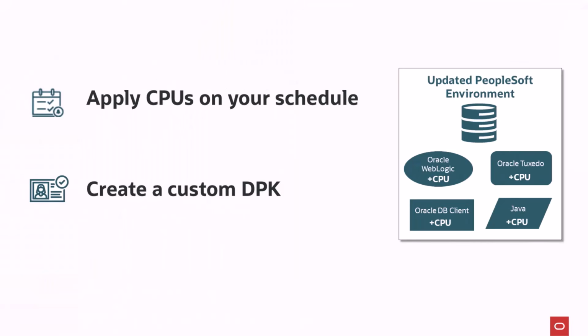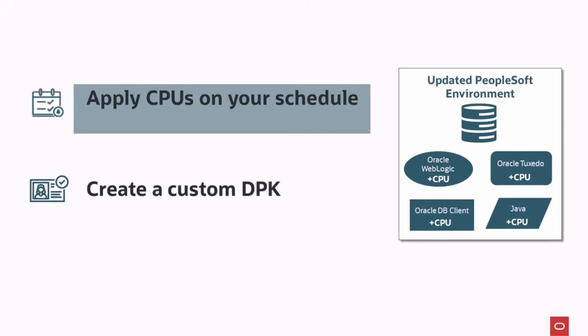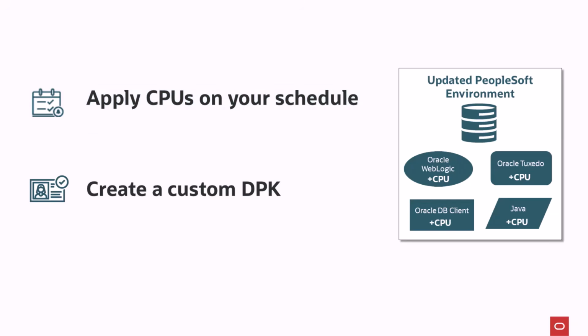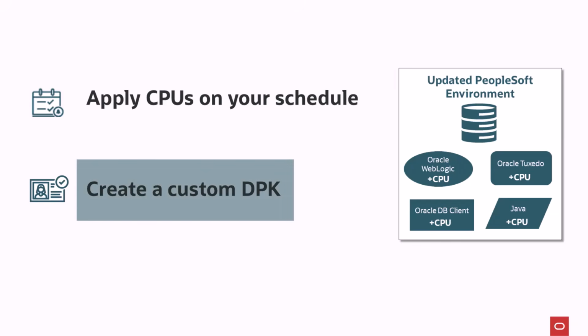This release brings faster patching with the PeopleTools middleware DPK builder, enabling you to download CPUs for middleware components and apply them on your own schedule. The PeopleTools middleware DPK builder is delivered with each PeopleTools patch release. Use it to download the latest CPUs or patches for WebLogic, Tuxedo, Java, and Oracle Database Client, and build a custom DPK.